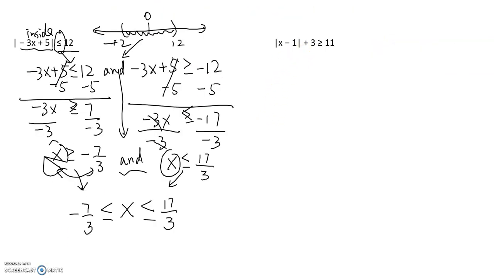So in this case, we're going to get rid of that +3 by subtracting 3 from both sides, so that we have the absolute value of x minus 1 greater than or equal to 8. Next, we can use the tip we have.